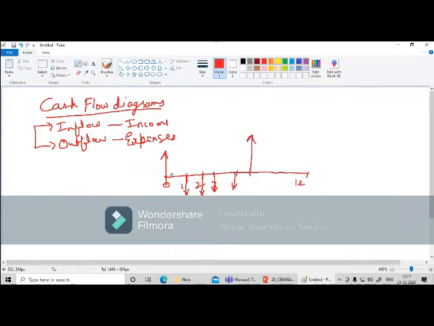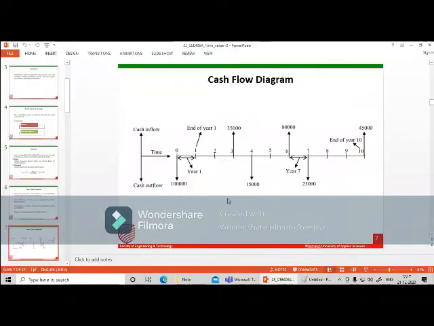The size of the arrow depends upon the value of the amount. If it is 10,000, I'll mention it as 10,000. If this is 20,000, the size of this arrow will be bigger than for 10,000. Okay, so hope you understood how to draw a cash flow. One example I'll show for this cash flow diagram, how to represent it.